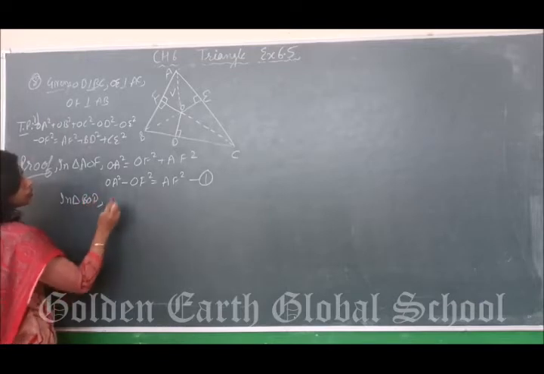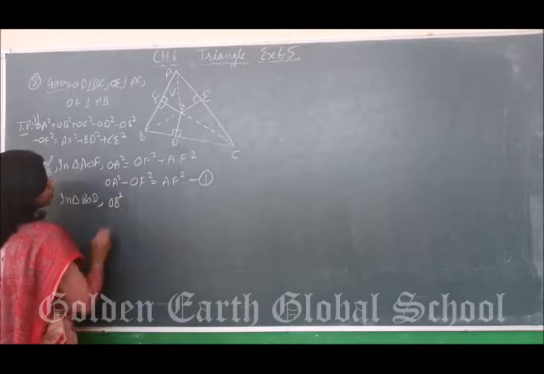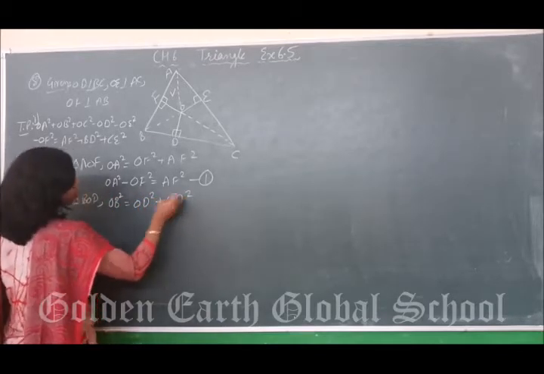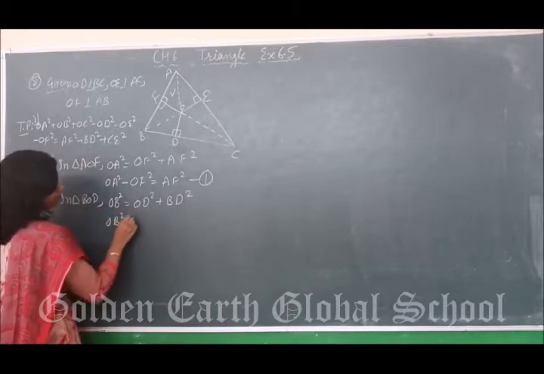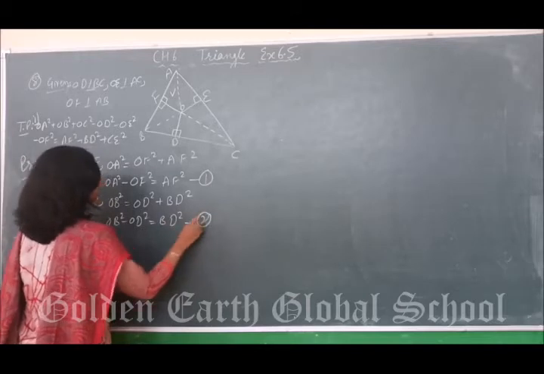BOD. So this is right angle. OB is your hypotenuse. OB square is equals to OD square plus BD square. Similarly, shift OD square to left hand side. This is your second equation.